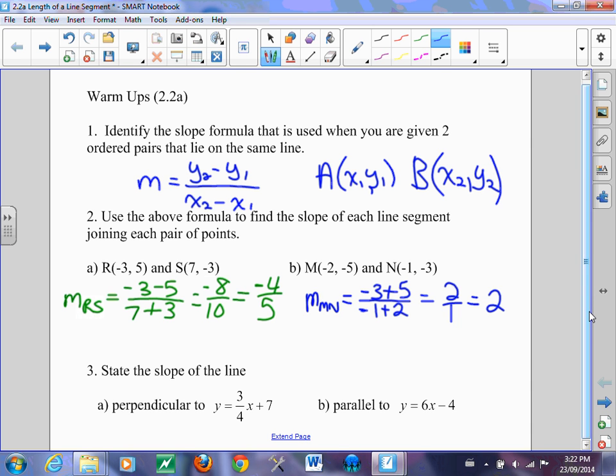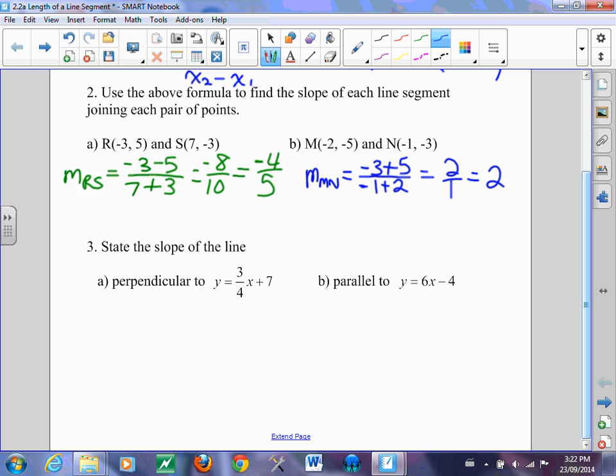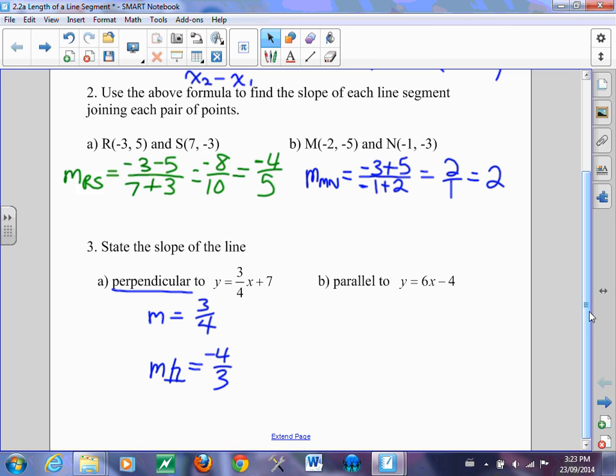All right, just to practice what we learned last day, state the slope of a line that's A, perpendicular to this. First of all, we know the slope from the equation equals 3/4. And for slope perpendicular, ladies and gentlemen, remember you do the negative reciprocal. So flip the fraction, so it's going to be 4 over 3, and change the sign, so it'll be negative. All right. Next one, it says parallel to this equation. So the equation given, slope equals 6. Therefore the slope of the parallel line equals 6. Great, so there's a little bit of warm-ups.